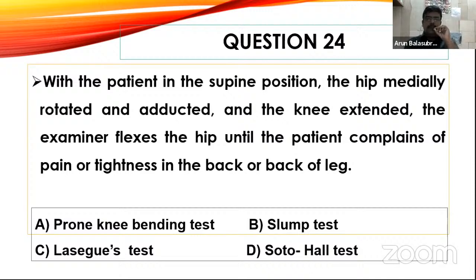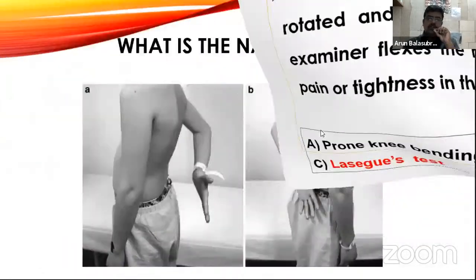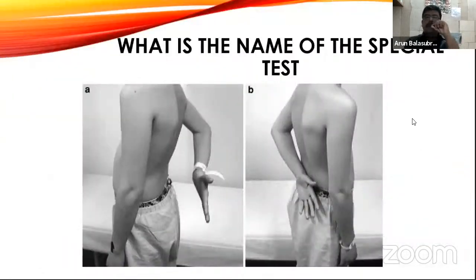And if the patient complains of pain in the posterior knee, it is hamstring tightness. If the patient complains of pain in the back, it indicates some low back pain problem. If it's radiating, it indicates an intervertebral disc prolapse. So in addition to the SLR, when you do adduction and medial rotation, and the patient complains of pain or tightness in the back or back of the leg, this is called Lasegue's test. So many of you have put the correct answers. Lasegue's test is one of the confirmatory tests for low back pain.